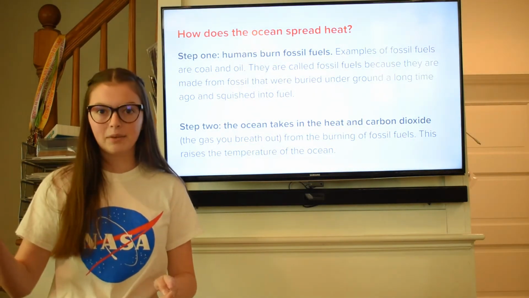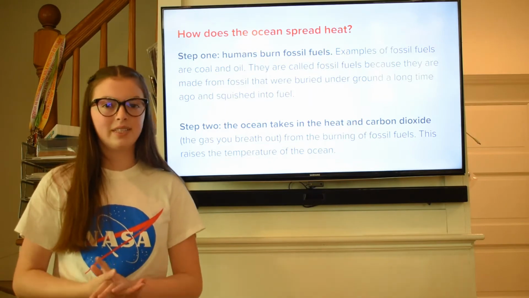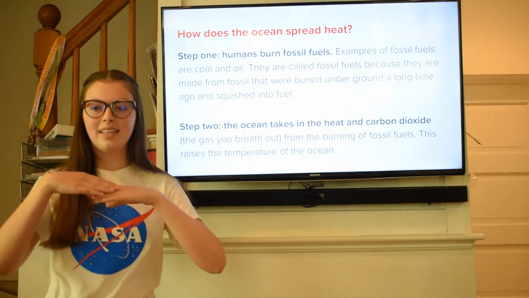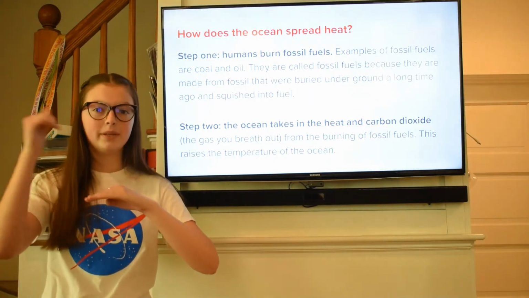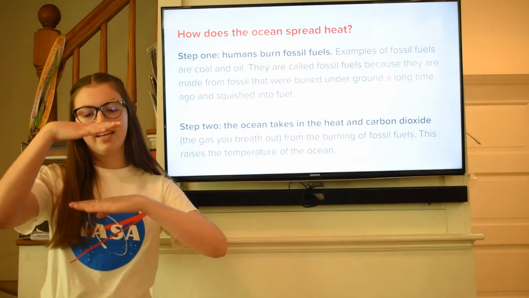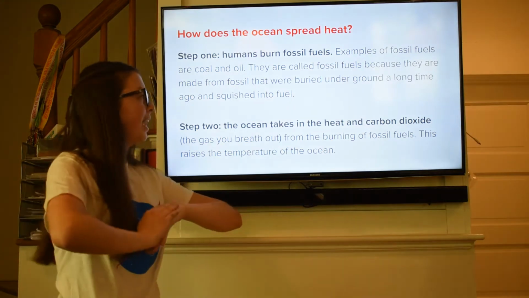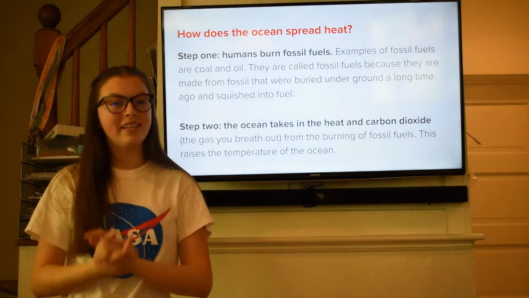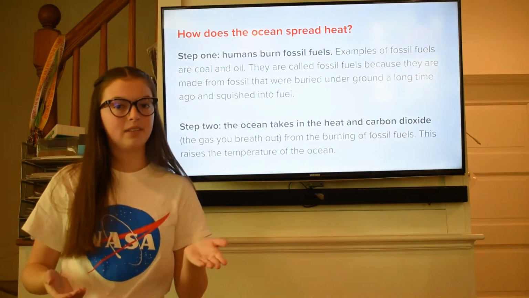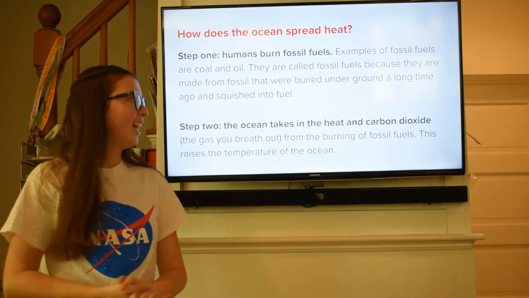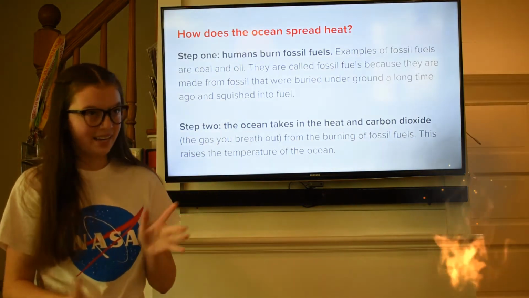Maybe there was a volcanic eruption, something else caused it to be covered, and as that plant got covered with more soil and other things on top of it, it got squished down really hard by the pressure of the ground, and it became a fuel that we can get out of the ocean, sometimes under the ocean, sometimes under the land, and we can get that and burn it for energy.